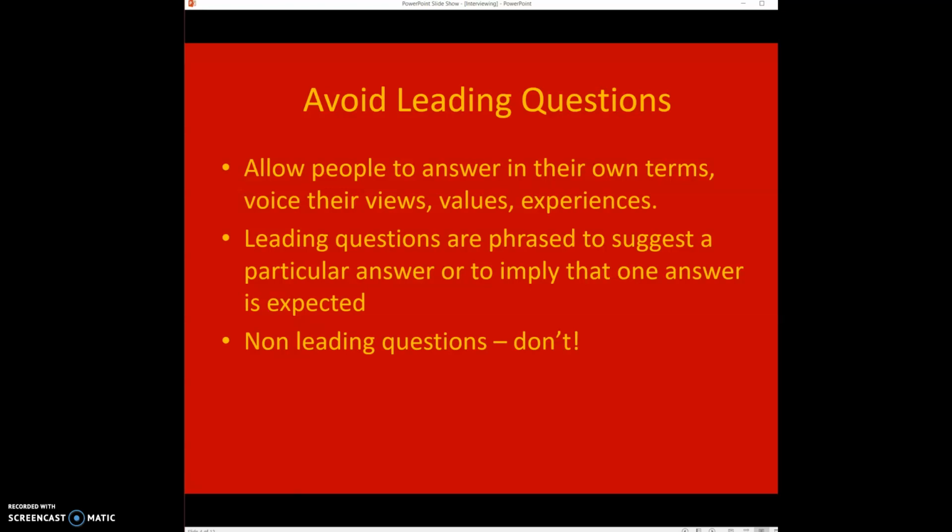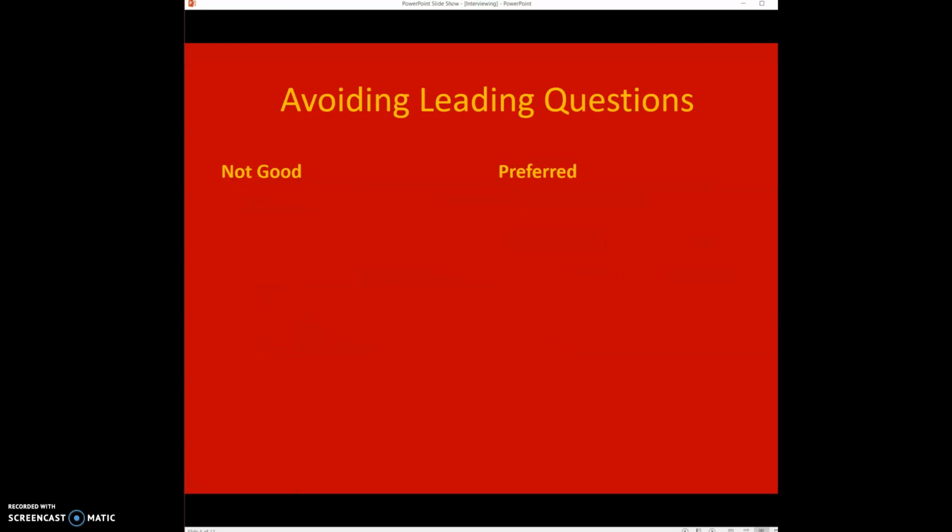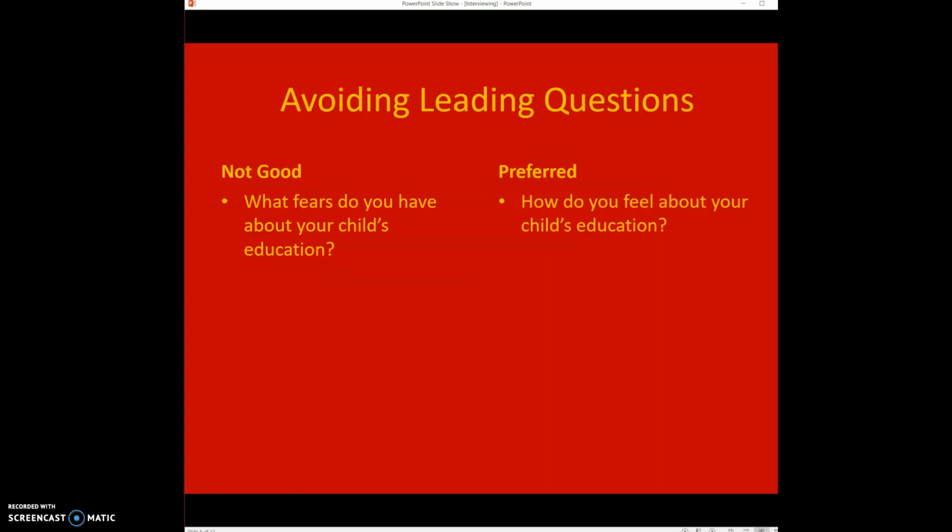And when you develop your questions, you really need to spend a lot of time thinking about how am I getting information from them that is going to encourage them to want to continue to share what we're doing. So some of these, for example, what fears do you have about your child's education? That is a leading question. What we really mean is, how do you feel about your child's education? The problem with a phrase like, what fears do you have about your child's education, implies that they should have fears about their child's education, or that that's the only way to feel about it. So the better option is just tell us how you feel about your child's education.